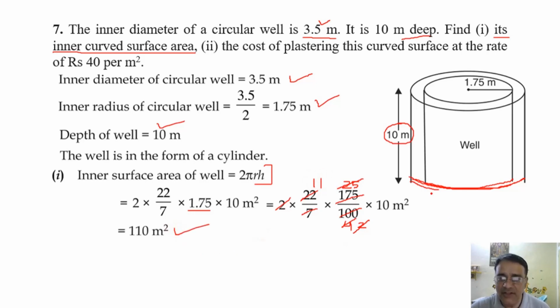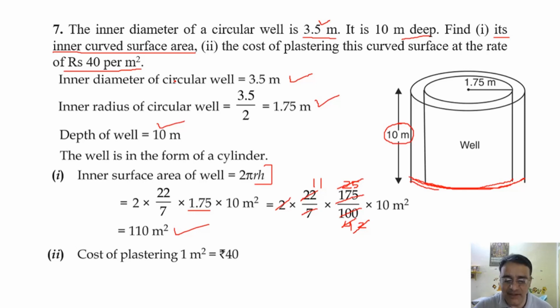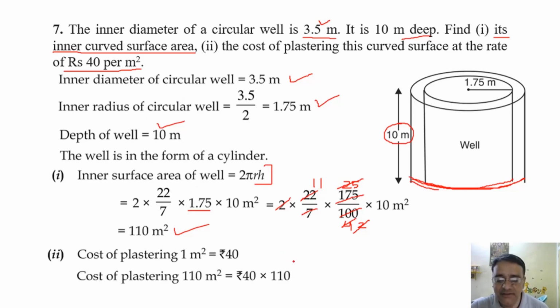Good. Now the cost of plastering this CSA at the rate of rupees 40 per meter square. That means the cost of plastering 1 meter square is rupees 40. So what is the total cost? 110 into 40, that is 4,400 rupees. Any doubt in this question? No, sir. Okay.